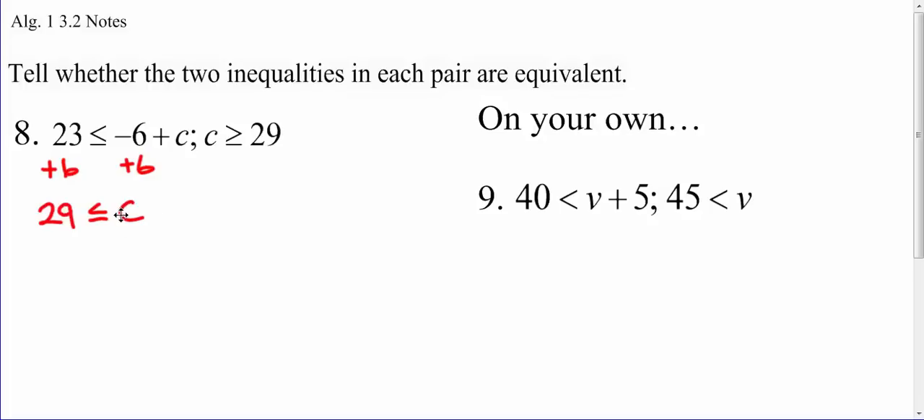Now, I might want to go ahead and flip this around so I know that c is greater than or equal to 29. Just reverse sides. When you do that, you have to change the inequality as well. And then all I'm doing is comparing these two and saying, are they the same? And of course, the answer is yes, with an exclamation point.